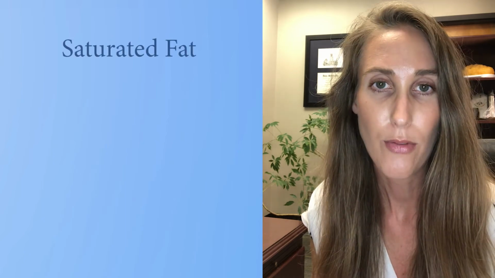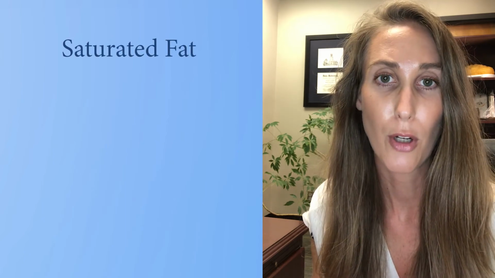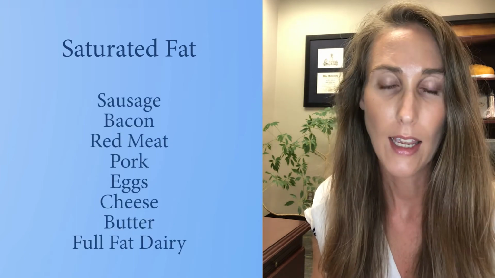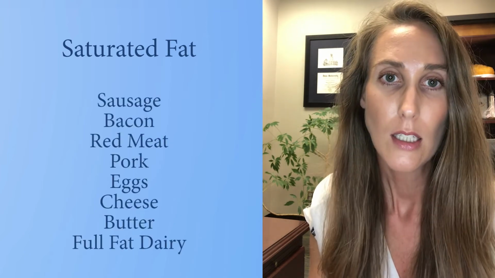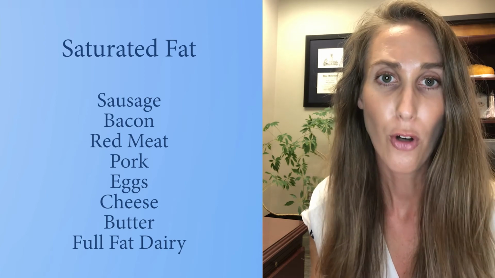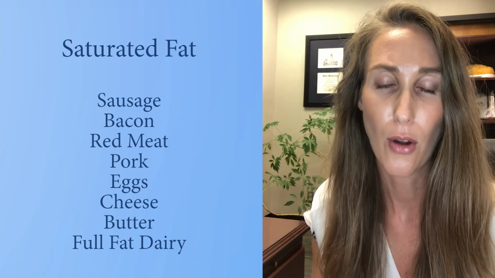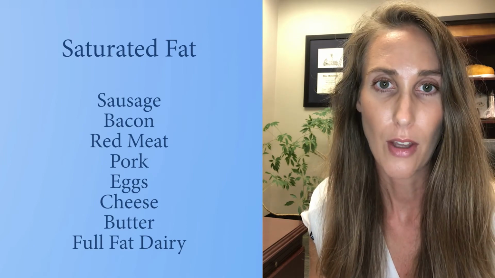And then the other big culprit is what we consider saturated fat. And this is the fat that comes from your fatty or animal products. So things like sausage, bacon, red meat, pork, eggs, cheese, butter, or full-fat dairy. All of these things are very high in saturated fat, and these also directly turn into fat in the liver.